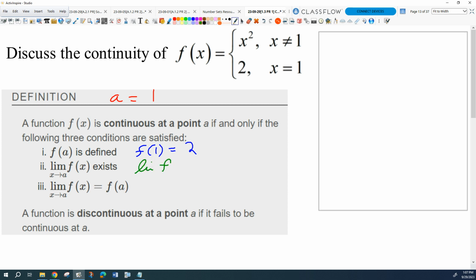What's the limit of f of x as x approaches 1? Well, if x is approaching 1, which piece of the function are we on? No, the bottom is where x is equal to 1. It has to be the top one, right? Every place where x is not equal to 1 is on the top one. And as we approach 1, we're not at 1, right? So this is like saying the limit of x squared as x approaches 1, which is what? 1.